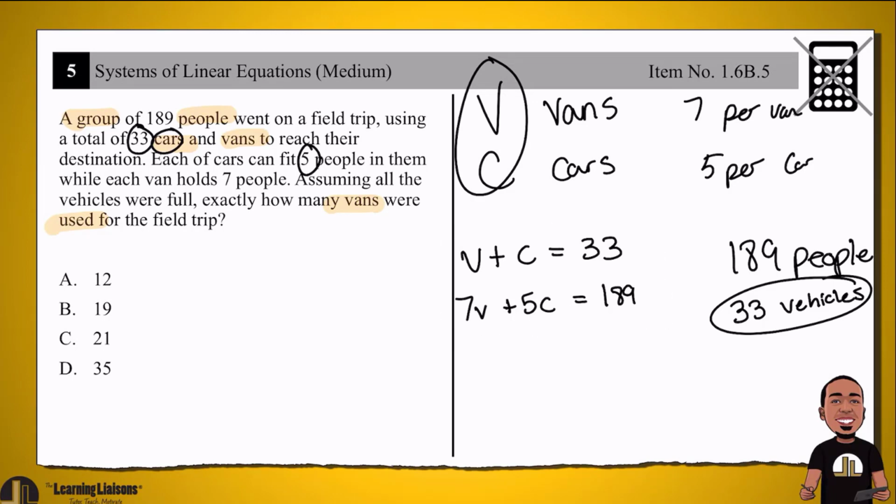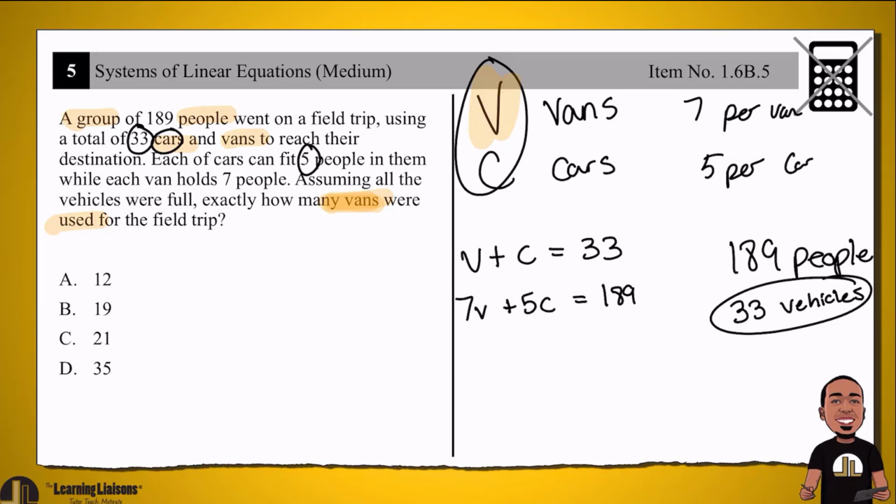Remember, keep your eye on the prize. I want to solve for vans. We want to know how many vans were on the trip. So with that said, I'm going to try to eliminate or solve for V directly. So what I'm going to do is try to eliminate the C variable.